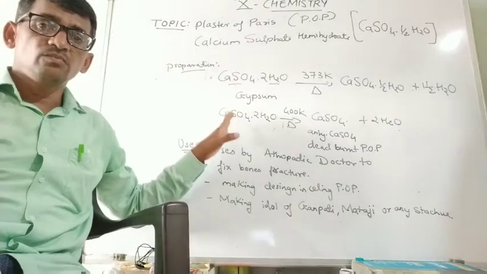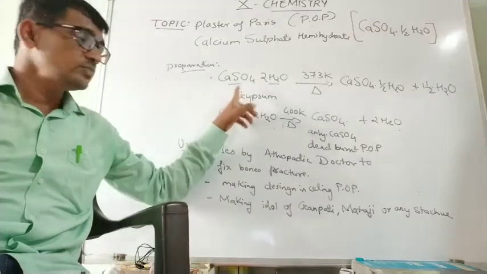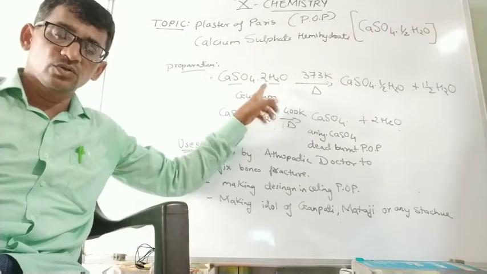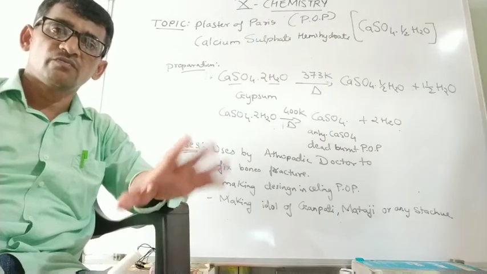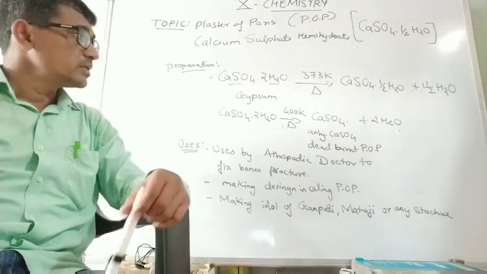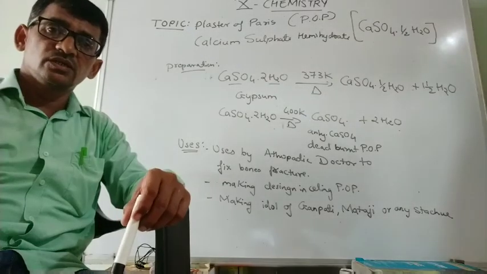It is prepared from gypsum. Remember the formula: gypsum is CaSO4·2H2O, and plaster of Paris means CaSO4·½H2O. Try to write this reaction and use this in your notebook.